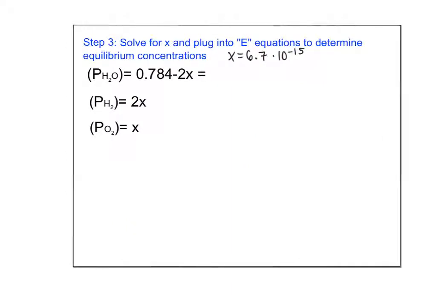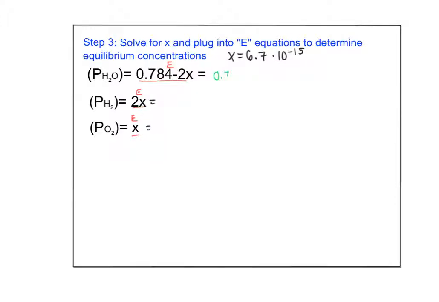All right, next step is we have those E lines, the equilibrium lines, which in the ICE table were written with x's. Now that we know what x is, we're going to plug it in and solve for our equilibrium concentrations, or our equilibrium pressures. We just said x was equal to 6.7 times 10 to the negative 15th. These are the E lines, the equilibrium for our ICE table. So all we're going to do is plug in that 6.7 times 10 to the negative 15th for x.